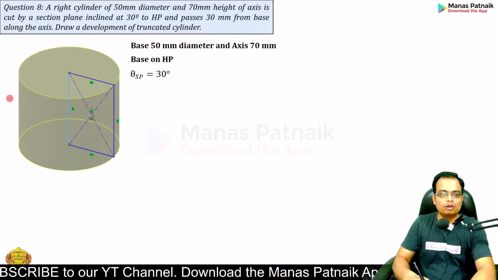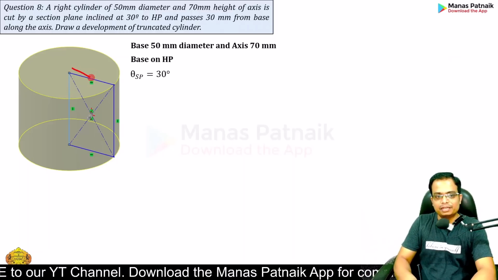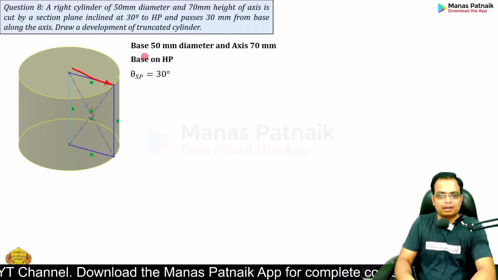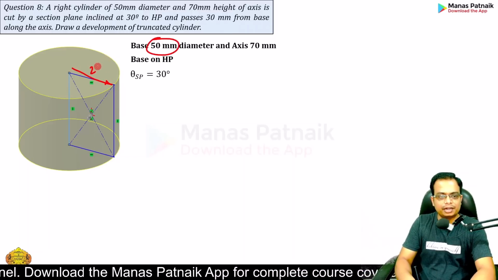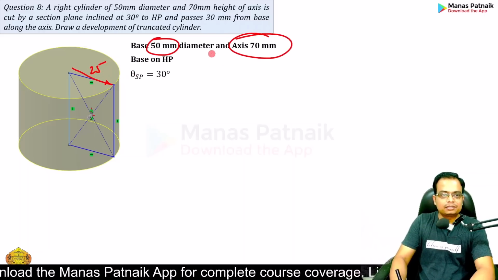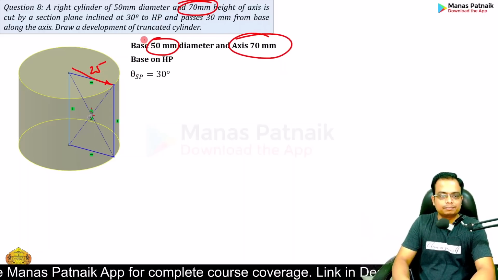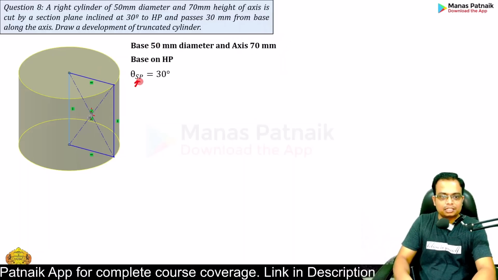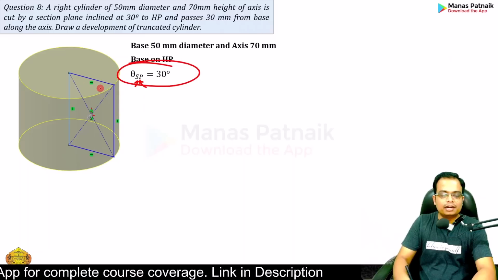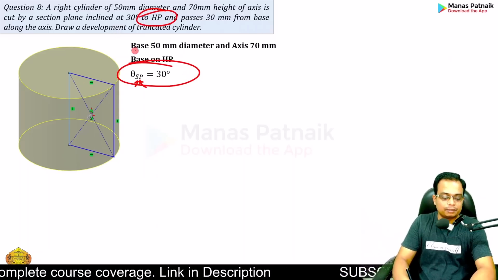Here it is. So we're talking about a cylinder. The base radius is not given, rather the diameter is given. Although the diameter is 50, the radius has to be 25. The axis is 70. Here it is, right? Cut by a section plane, SP, at 30 degrees with respect to HP. Done, sir.